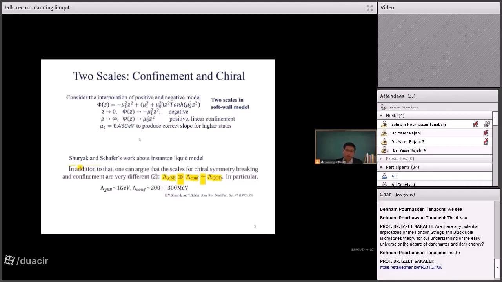Actually, this is quite similar to Shuryak and Schäfer's work. They claim that different scales of the instanton are responsible for different dynamics, one for chiral dynamics and one for confinement. So this structure is quite similar to that. There are two scales; we should introduce two scales.